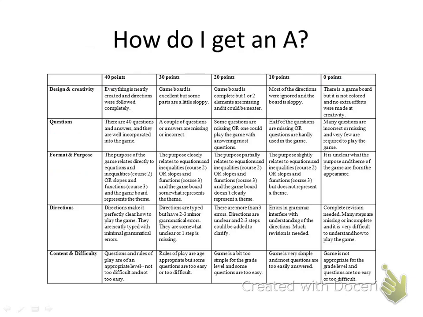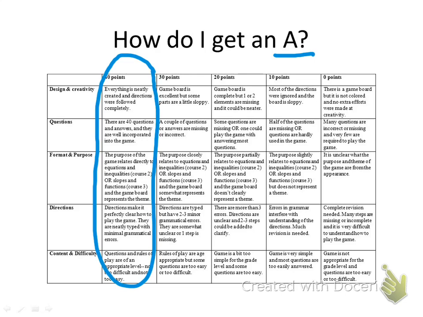How do I get an A on my project? Well, let's check it out. To get an A, you're going to have to score high in these categories, scoring 40 points overall. Your grade is based out of 200 points. So let's check out these categories in which you need to get 40 points.